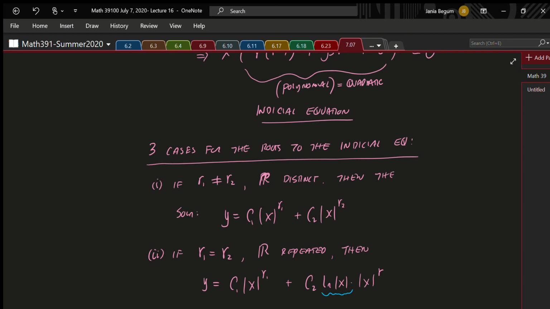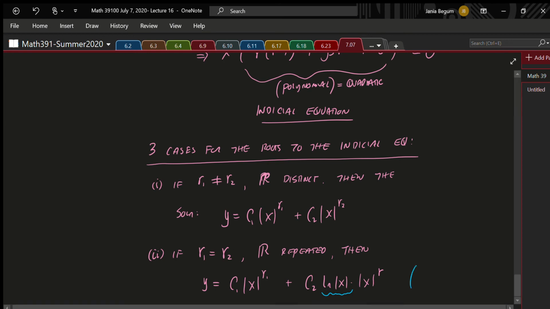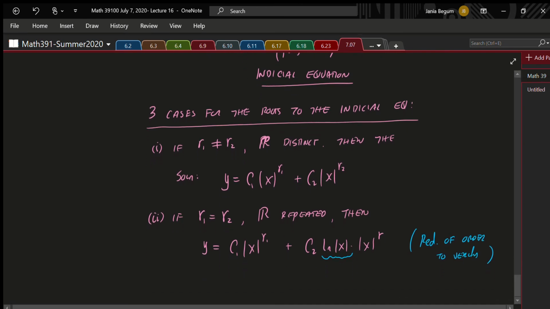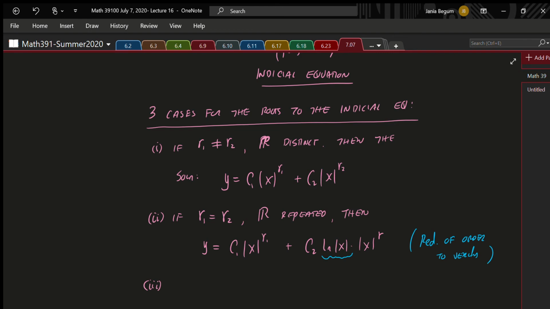Now where is this coming from? You can show that the second solution gets multiplied by ln of x by reduction of order. So you can use reduction of order to verify, but if you trust me, this is right. The third case comes next. I'm not verifying the second case; I think you can handle it. We have done enough questions. You're up to the level where you're able to handle verifying things for yourself, so you can verify that on your own.